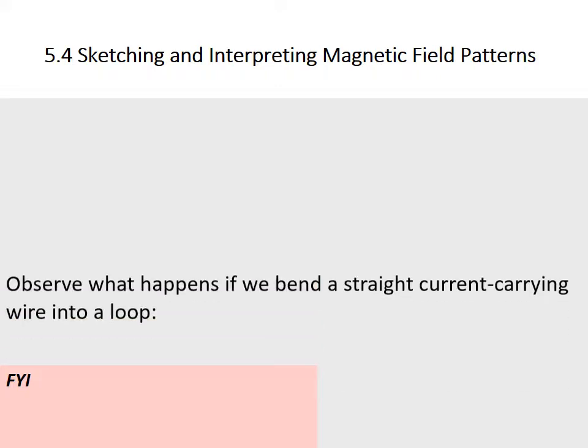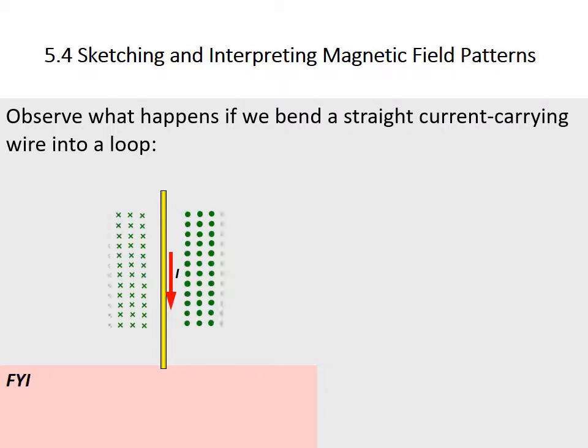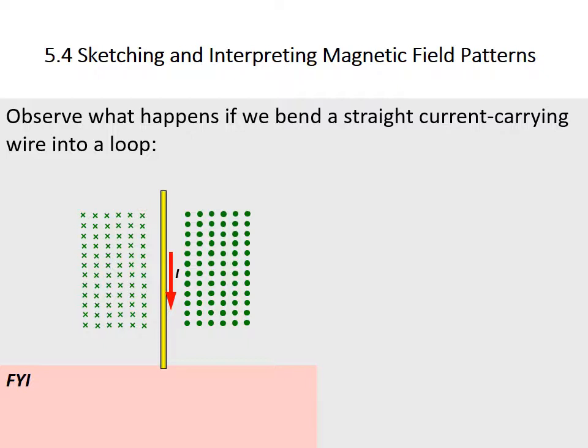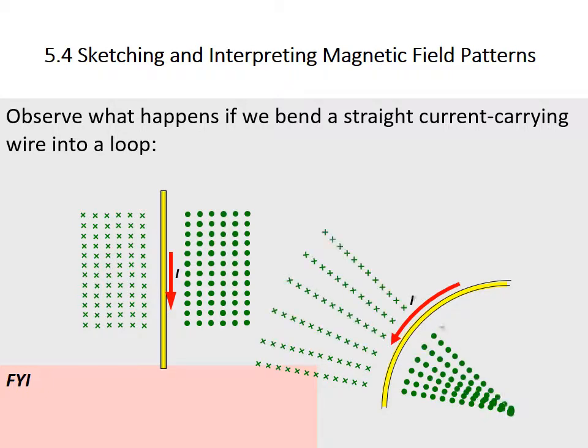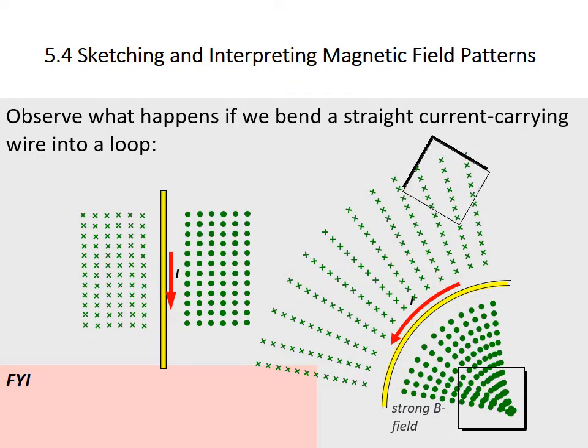Now you can make a loop of current by taking a straight wire and wrapping it around into a loop, which is what is done in turbines and other plants that manufacture alternating current. So you can take this loop and just bend it. And you'll see in the middle of the loop, the B field gets really concentrated, and less concentrated outside of the loop.